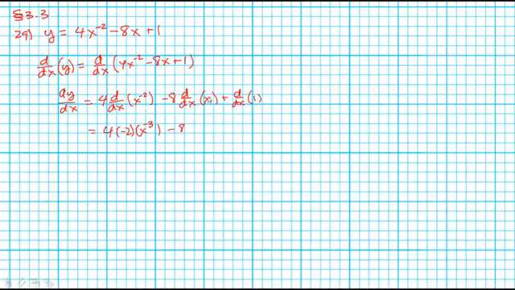This is negative 8. The derivative of x is 1, and the derivative of any constant is 0. So what are we left with? Negative 8x to the negative 3 minus 8. That's problem number 29.